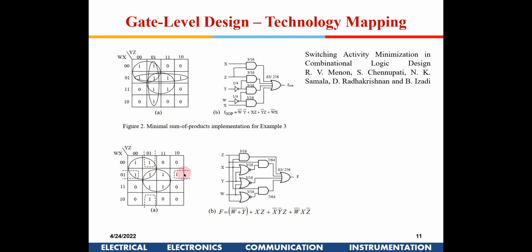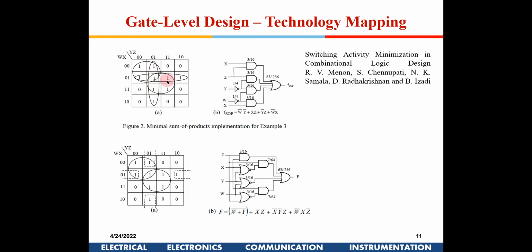Obviously the number of gates has increased because of that splitting. The expression has become a 3 variable instead of a 2 variable, and the number of groupings has increased. The number of gates required has slightly increased, but the overall switching activity reduces. So they have given a few more examples. If somebody is interested, you can go through this particular paper. They have just used a simple technique.